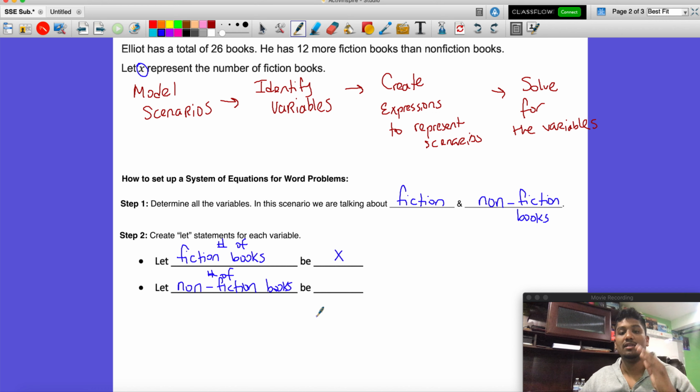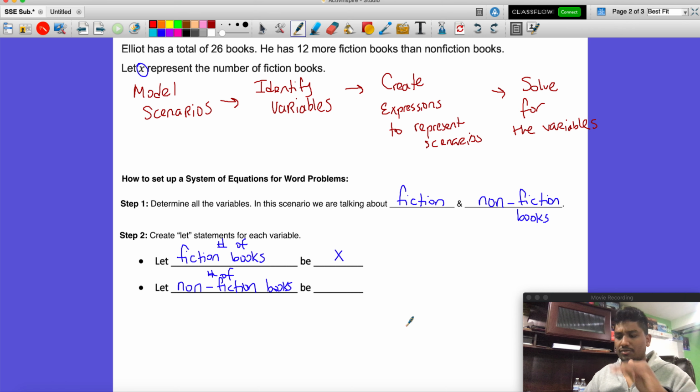When you're creating letters to represent something, you only want to use different letters to associate things that are not in any way related. This is not the case here because these are both types of books. So X will represent the number of fiction books. And we know that he has 12 more fiction books than nonfiction. So he has way more fiction books.